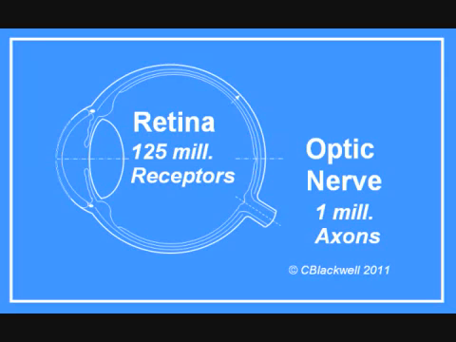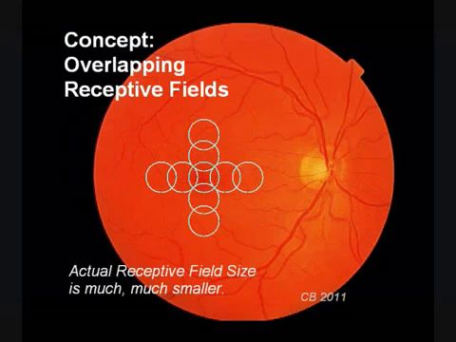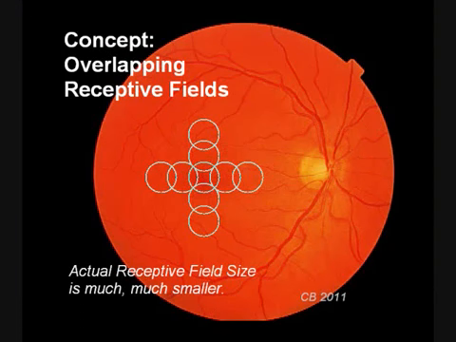Functionally, the retina is organized in something called receptive fields. As a general concept, a receptive field includes all the input to a particular cell you are studying. In the retina, a receptive field includes all the photoreceptors that feed into a single ganglion cell. The illustration shows the concept of overlapping fields, but the actual fields are much, much smaller.